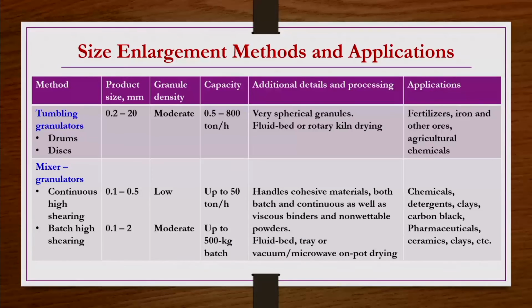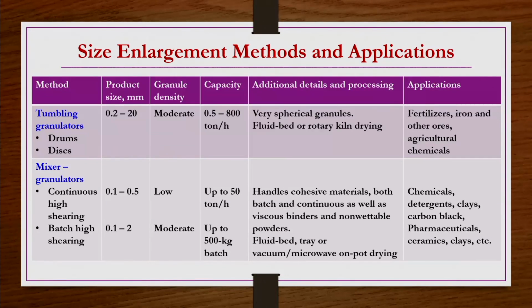So, tumbling granulators, by name, are granulators in the sense that the size enlargement or agglomeration is taking place because of the agitative action, some kind of agitation imposed. That agitation here is taking place because of the tumbling of the vessel in which the agglomeration is taking place. That is the reason they are known as tumbling granulators. We have two different designs under these tumbling granulators: one is the drum granulator, another one is the disc granulator.